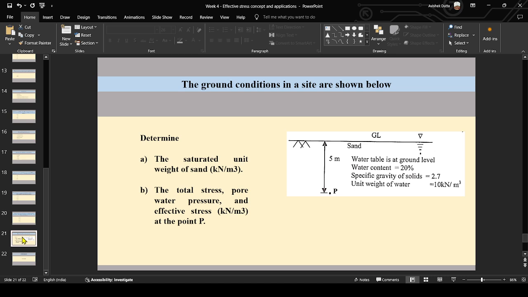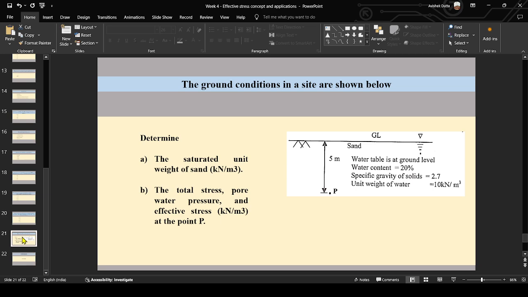The soil is sand which has the water content, or the moisture content, of 20%. Specific gravity of soil, that is the G value, is 2.7 and the unit weight of water is 10 kilonewton per meter cube. So we have the water table location, the moisture content, the value of G and the value of gamma W. Now the first question is the saturated unit weight of sand in kilonewton per meter cube. What is the saturated unit weight of sand?